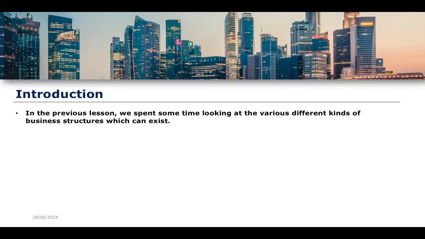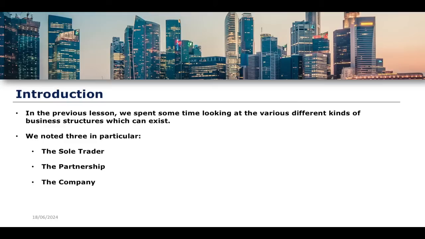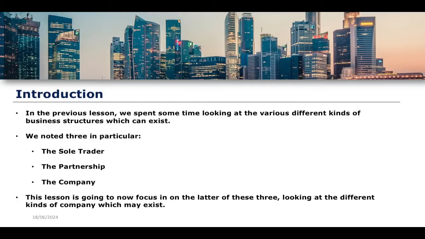This is carrying on from the previous lesson, in which we spent a little bit of time talking about the various different kinds of business structures with which someone can perform business. We talked about the sole trader, the sole proprietorship. Then we spoke a little bit about the nature of the partnership, and then we finally focused on the nature of the company and the concept of incorporation. So these were the three major elements of company law that we examined in the previous video. This lesson is going to start to focus on the latter of these three.